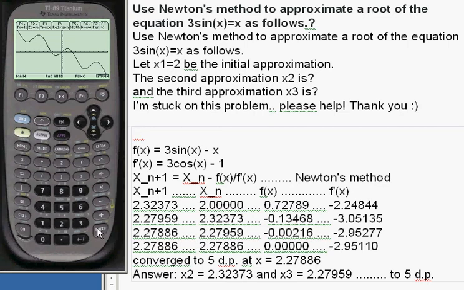Okay? Press enter. And what do they give you here? x1 is going to equal 2. So we're going to go down here. We're going to press number 3 here. And we're going to put alpha 2.